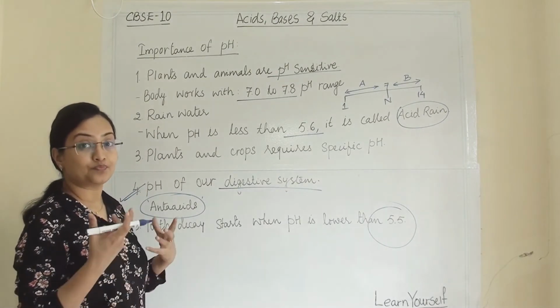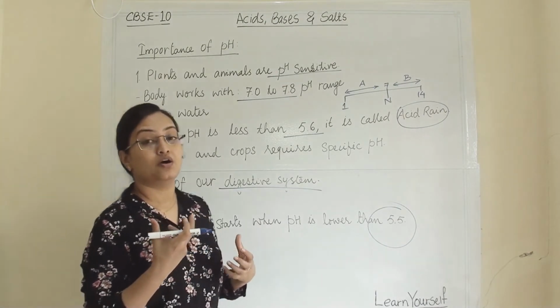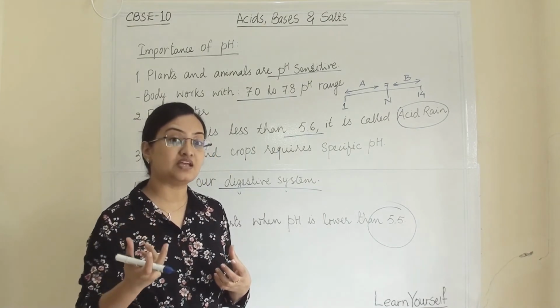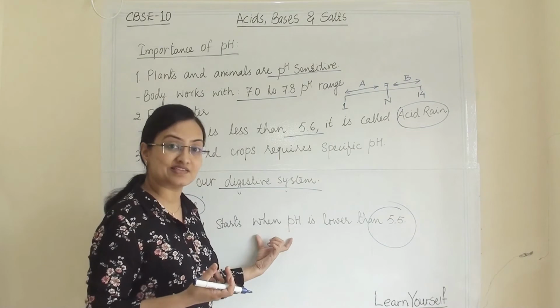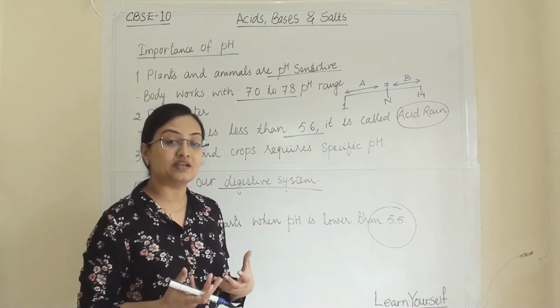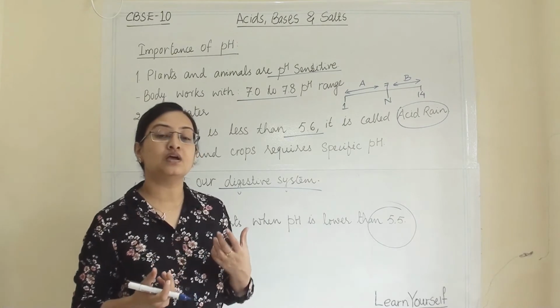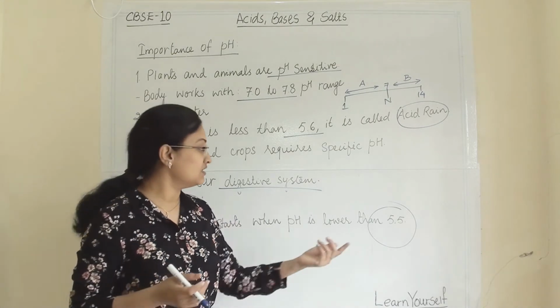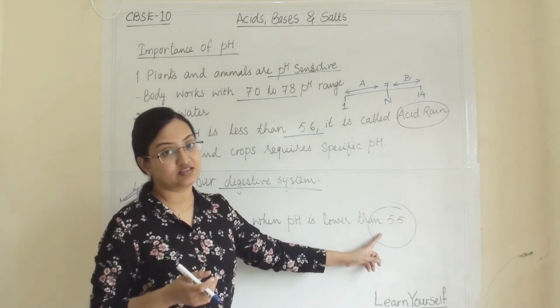So our mouth also has a certain specific pH range. If it is more acidic, then it will be harmful for our teeth. So how are we maintaining that? We are using some basic toothpaste and we are nullifying the effect of those acidic substances.